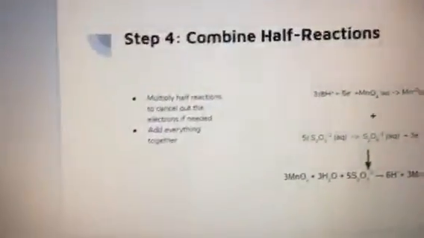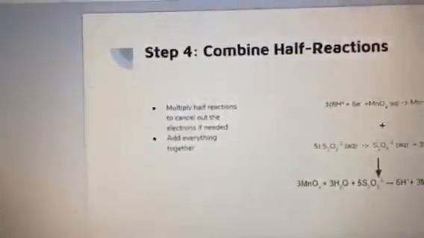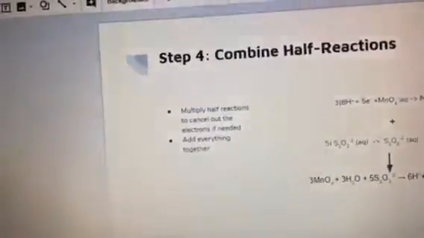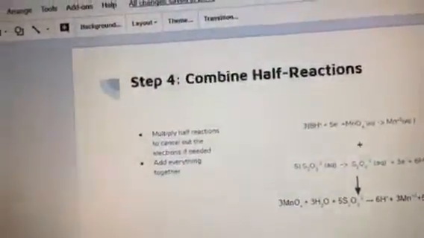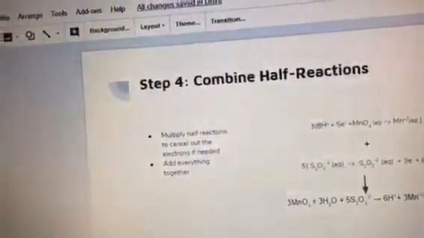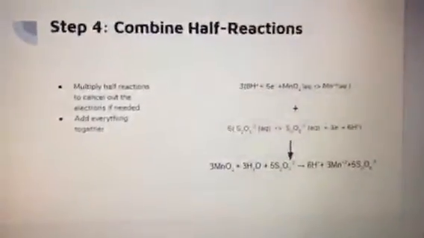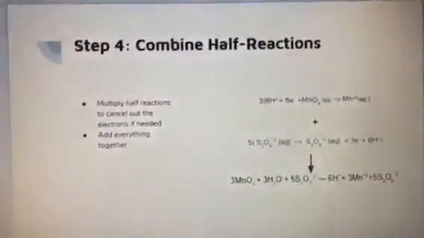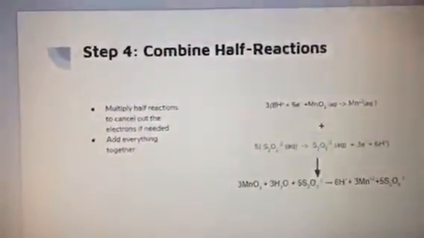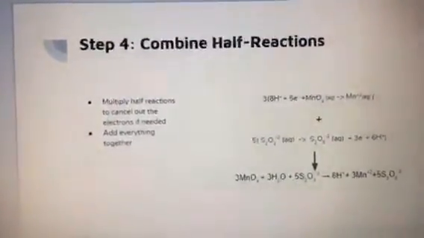Step 4. Combine the half reactions. The electrons need to be equal in order to cancel out, like I mentioned in the last slide. Here, MnO4- has an oxidation state of 8- and Mn is 2+. They cancel out to be 5, so that's why we need to add 5 electrons.